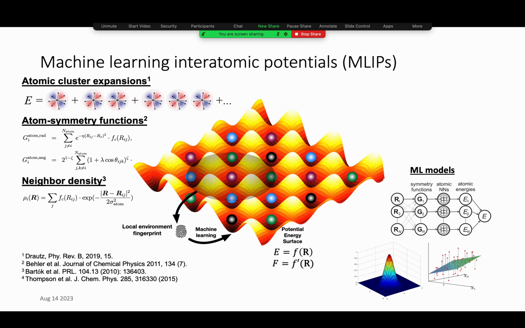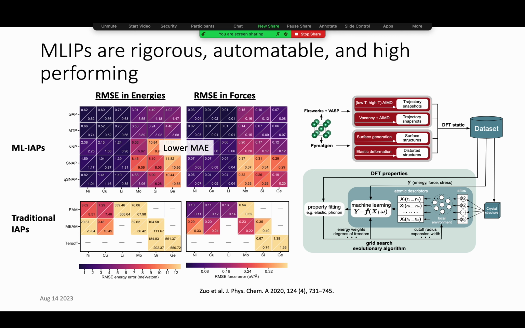Okay, there are many formalisms that have been developed over the years. I'm not going to go through all of them. But by and large, the way they work is to basically take the local environment around each atom and describe it in terms of some local environment fingerprint, and then you use a machine learning model to basically relate your energy and force to that local environment fingerprint, okay? And there's been various types of machine learning models that have been applied. Again, I'm not going to go into the details of all of them, but just to summarize, the reason why they are so successful so far is that they are rigorous, they are automatable, and they are high performing, right?